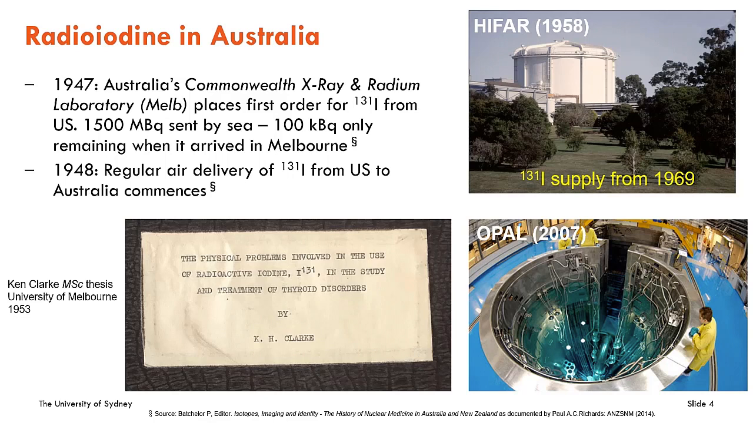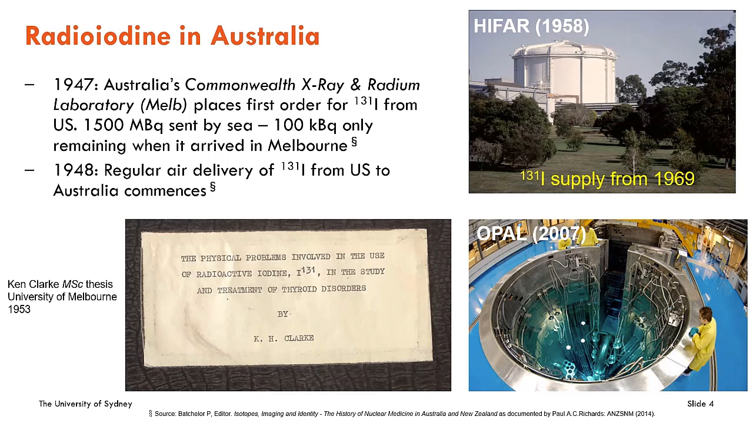But soon after this, you can see that regular air deliveries of iodine from the US to Australia commenced. So we see, if you look at the history book that the Society published a few years ago, there are a number of references to various centres starting to use radioiodine for investigation of thyroid function in Brisbane, in Melbourne, in Launceston. I'm not sure about Sydney at this stage.